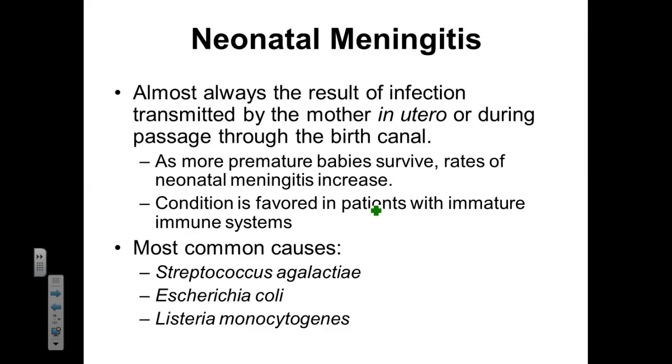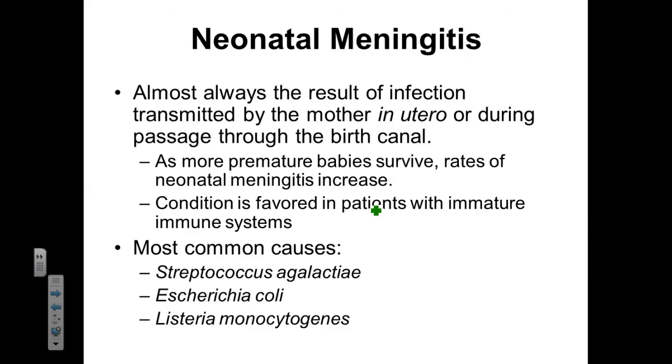Neonatal meningitis, or meningitis of newborn infants, is almost always the result of an infection that goes from mom to baby, either in utero or as the baby's being born through the birth canal. As more and more premature babies are surviving, rates of neonatal meningitis are increasing. Children in the NICU don't have as well established immune systems yet, and they aren't able to fight off these diseases, so neonatal meningitis is currently on the rise, particularly in the NICU setting. This condition is favored in patients that have immature immune systems, so that are prematurely born.